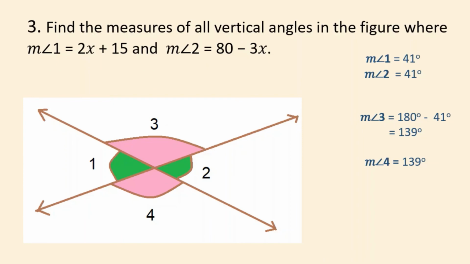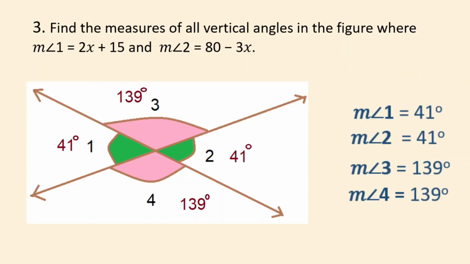And to find the measures of angle 3 and 4, make sure that you know the relationship of angle 3 and angle 2. Angles 3 and 2 are supplementary angles. Therefore, their sum should be 180 degrees. So angle 3 is equal to 180 degrees minus 41 degrees, and this is equal to 139 degrees. The same goes for angle 4 because they are vertical angles, and remember that vertical angles are congruent. Again, the measures of all vertical angles are: angle 1, 41 degrees; angle 2, 41 degrees; angle 3, 139 degrees; and angle 4, 139 degrees.